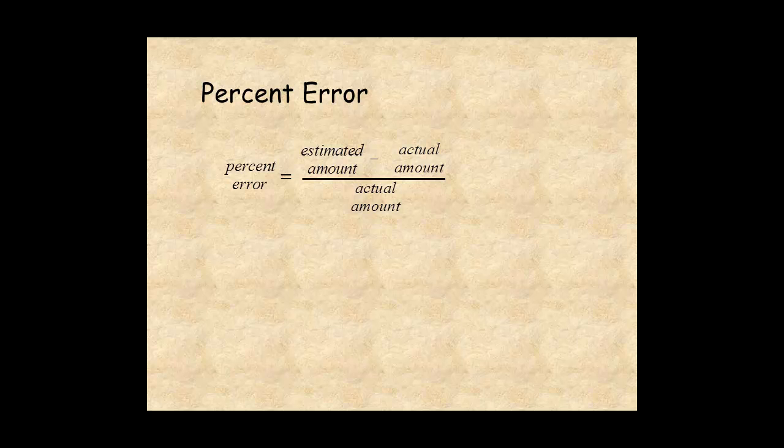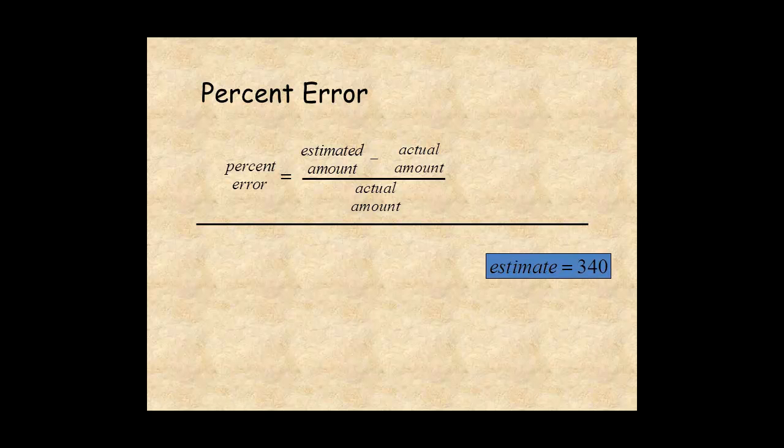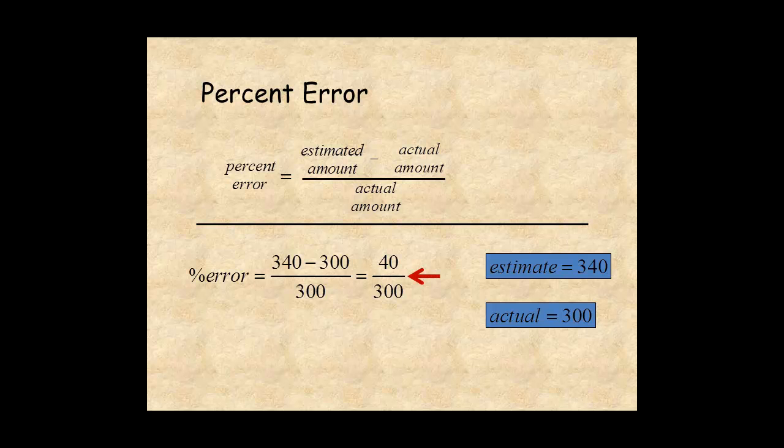Percent error can also be the difference between an estimated amount and an actual amount. For example, if your estimate for a distance was 340 yards, but the actual distance was 300 yards, the percent error would be 340 minus 300 divided by 300, which is 40 over 300, or about a 13% error.